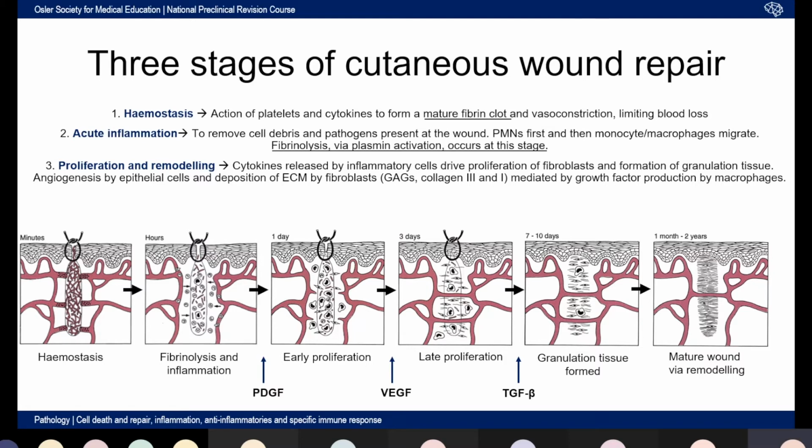And then they start releasing another set of growth factors called TGF-beta. And these are very important because they cause the fibroblasts to start producing the extracellular matrix. And that is important for this granulation tissue. The extracellular matrix includes, if you remember from your first year lectures, GAGs, which is glycosaminoglycans, collagen 1, collagen 3. And so it basically fills that hole.